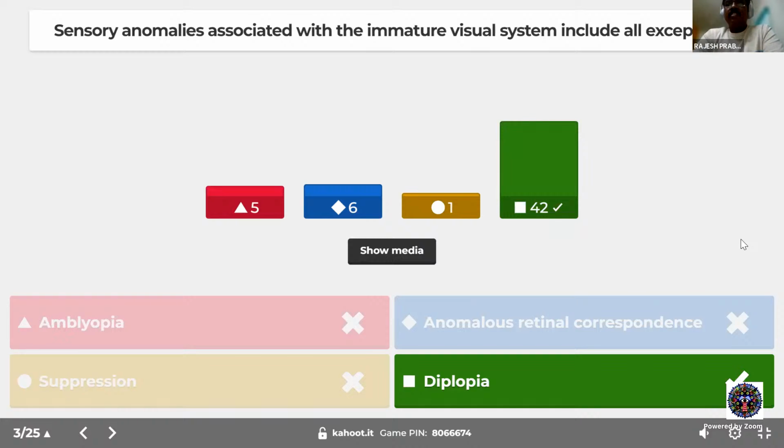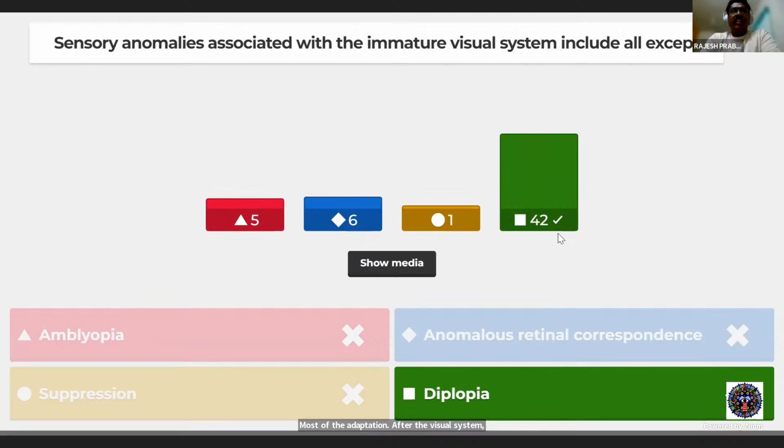Yes, that's a very good answer. Sometimes you might get confused with the ARC, but the ARC is one of the sensory adaptations in the immature visual system. Most of the adaptation after the visual system has matured will have a diplopia. Suppression and amblyopia are the other sensory adaptations which happen with the immature visual system.